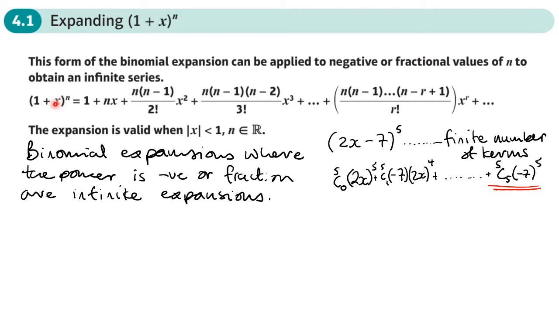Now, if x is less than 1, then you square a number less than 1, you cube a number less than 1, you do it to the power r, a number less than 1. It's going to get smaller and smaller and smaller. Each term is going to get smaller, even if only slightly. So these infinite expansions, where we've got a negative or fractional power, are only valid for the modulus of x less than 1.